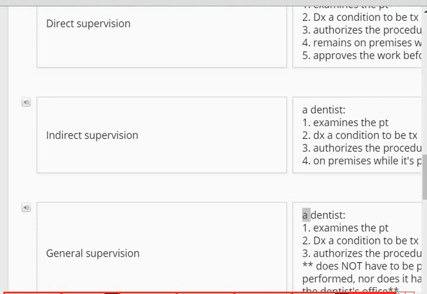How can a DA get certified to take X-rays? Apply for certification. 3 months on the job training under direct supervision. Complete a board approved course.